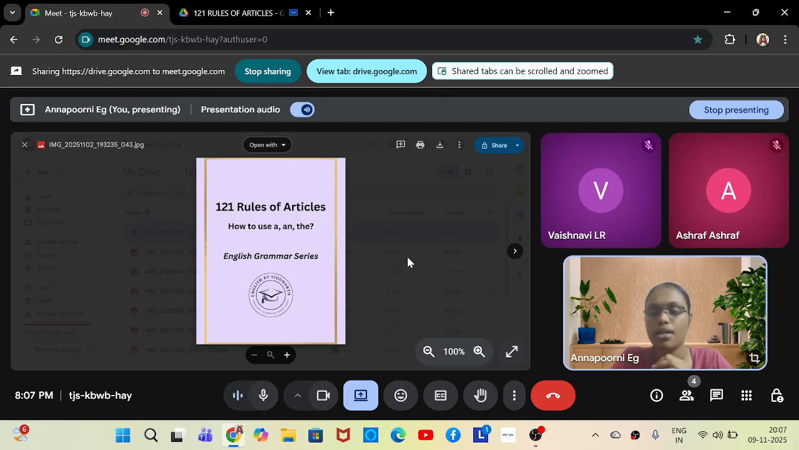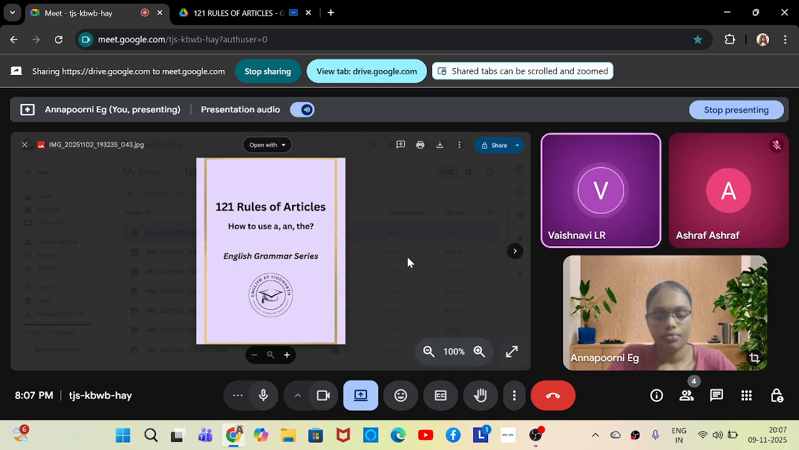So what is the definite article in English? There is only one definite article. What is that? Vaishnavi, what is the definite article in English? How many articles are there in English?